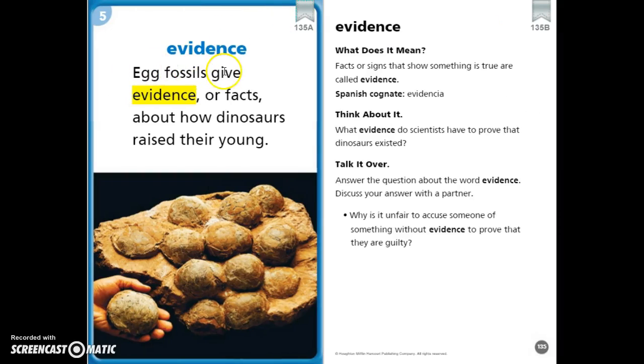Evidence. Egg fossils give evidence or facts about how dinosaurs raised their young. Evidence is facts or signs that show something is true. With your learning adult, talk about what evidence scientists have to prove that dinosaurs existed. Answer the question about the word evidence. Discuss your answer with your learning partner at home. Why is it unfair to accuse someone of something without evidence to prove that they are guilty? You can pause the video.